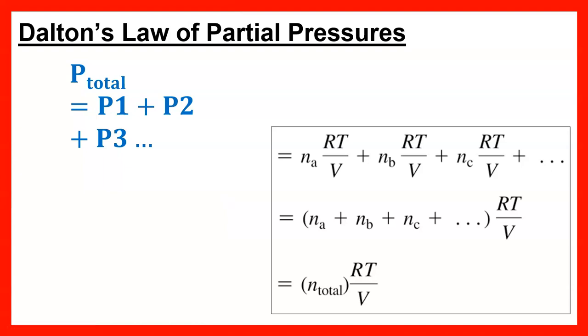Dalton's law of partial pressure. Dalton's law of partial pressure talks about how the pressures of different gases in the same container add up together to give you the total pressure. Doesn't sound too hard, right? Total pressure is P1 plus P2 plus P3.